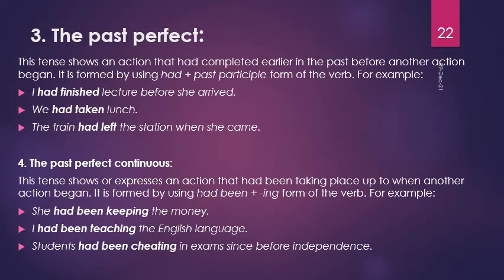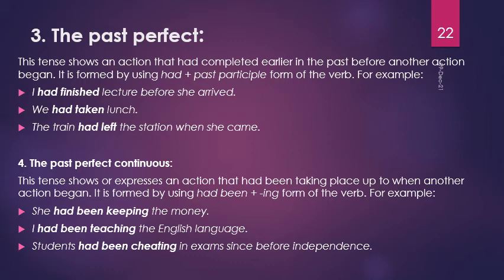The past perfect. This tense shows an action that had completed earlier in the past before another action began. It is formed by using had plus past participle form of the verb. For example, I had finished lecture before she arrived. The train had left the station when she came.